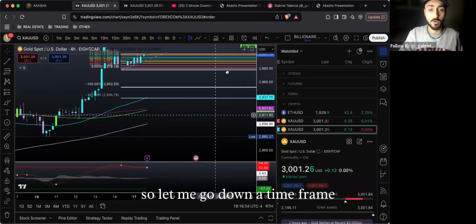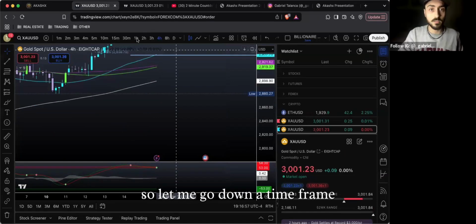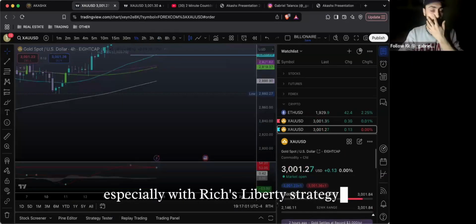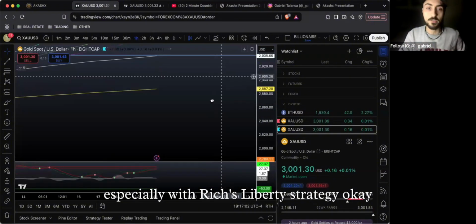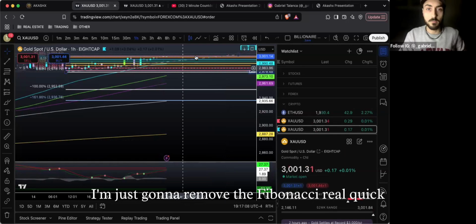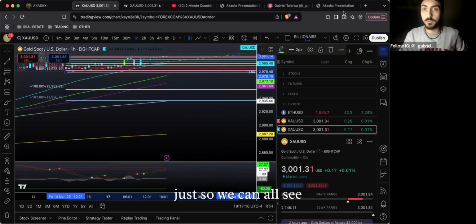So let me go down a time frame because we all like to look at the 1-hour time frame, especially with Rich's Liberty strategy. So here we go, guys. I'm just going to remove the Fibonacci real quick just so we can all see.